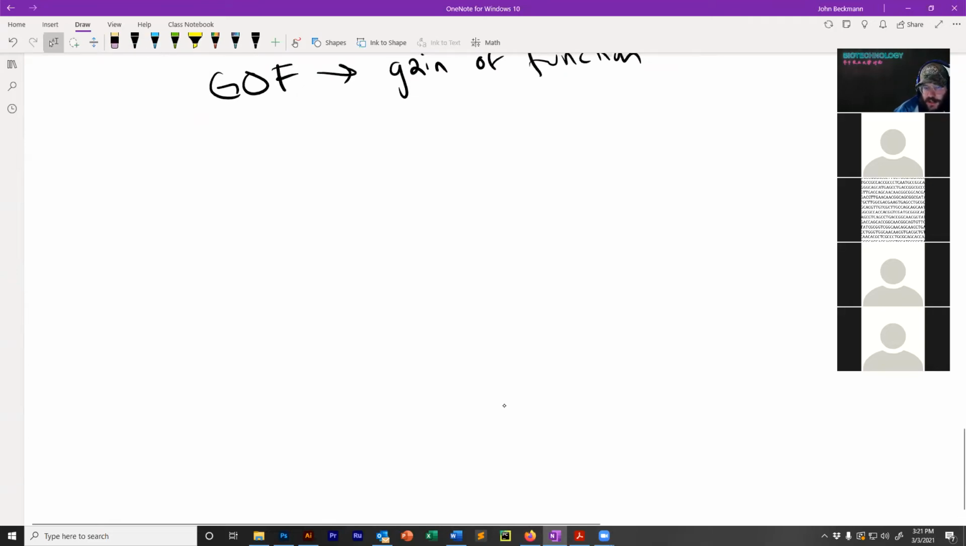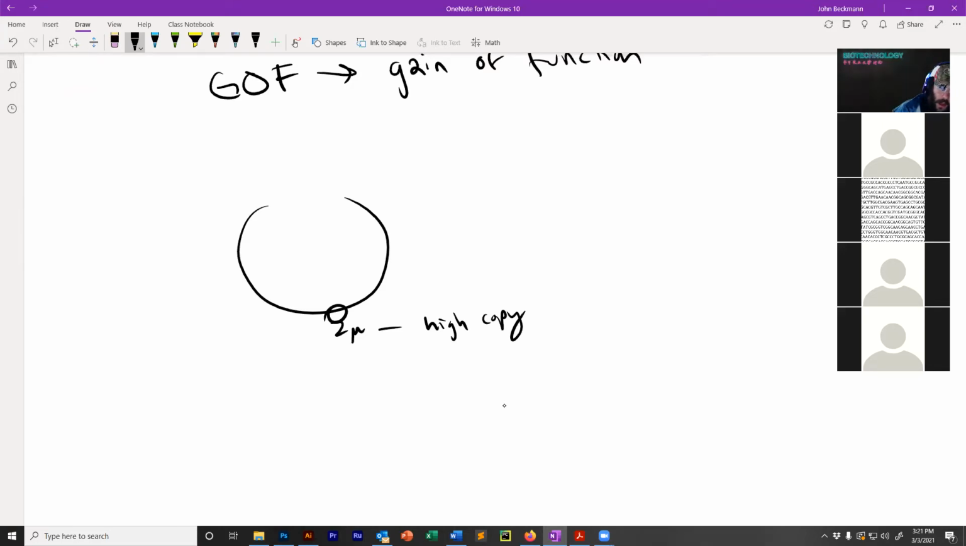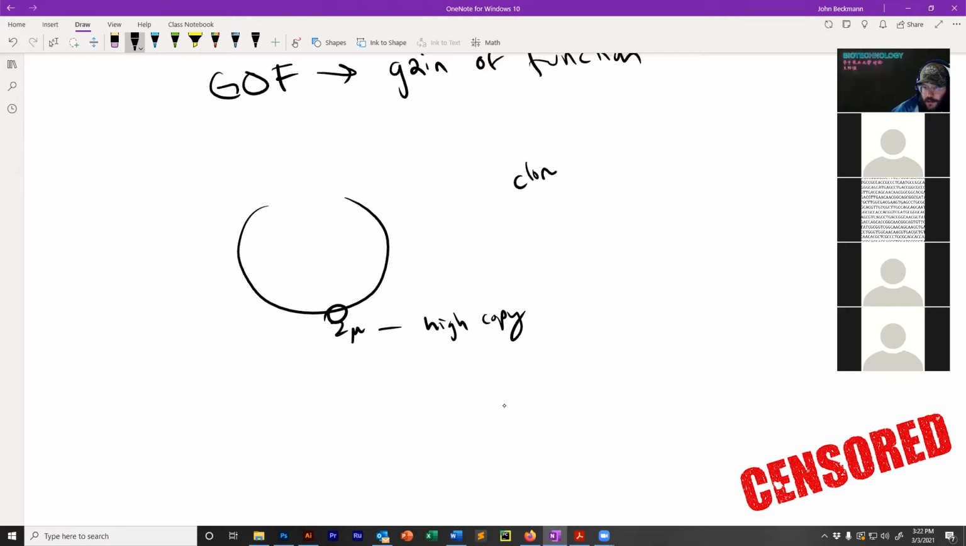Okay, so for instance, in yeast, if you take a 2-micron plasmid, that's a high copy plasmid, all you need to do is clone chunks.